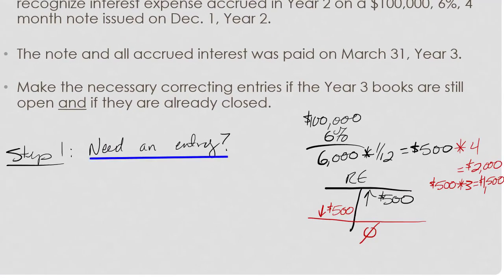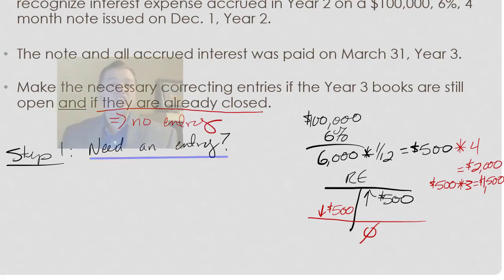Well, if year 3 is closed, I finished year 3 and I'm into year 4, then I've already recorded all $2,000 of interest. It's counterbalanced. So if I find this in year 4, I don't need a journal entry. If, on the other hand, I find it in year 3 and the books are still open, then I'm going to go ahead and make a journal entry to fix it. The answer up here, if the year 3 books are already closed, the journal entry is no entry.